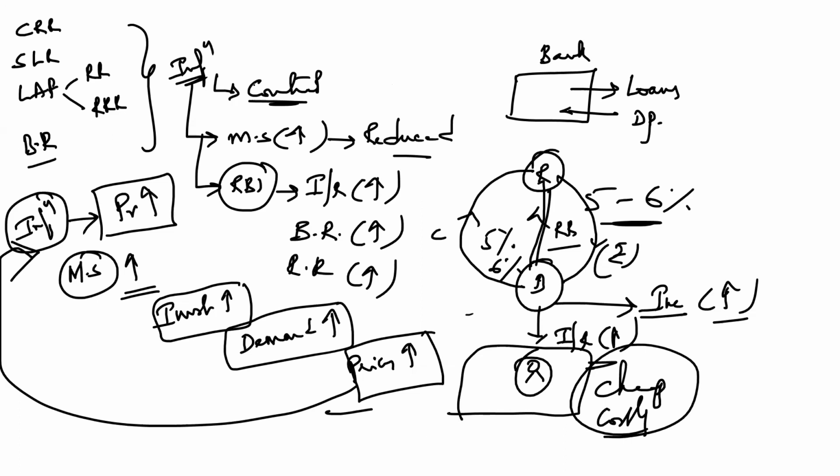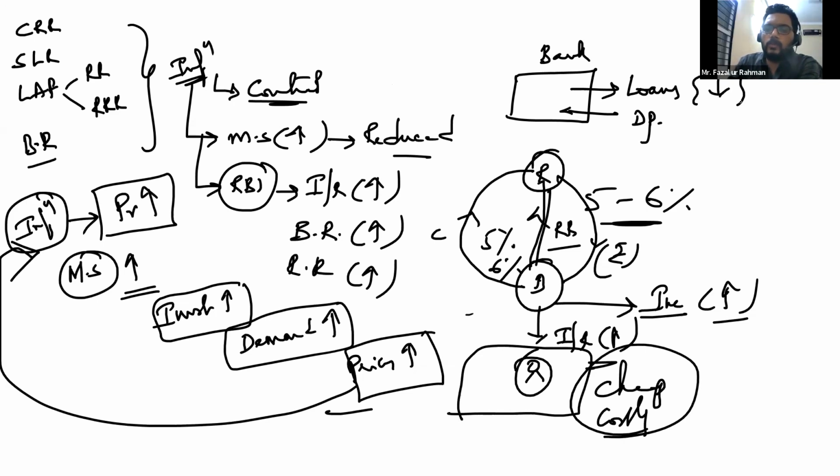Now, what happens when there are costly loans in the market? Costly loans will reduce the loans in the market. Loans used to be very huge, but now interest rates on loans are very high, so loans will come down. People are not interested in taking loans because interest rates have increased. Why have interest rates increased? RBI has increased them. Why has RBI increased them?